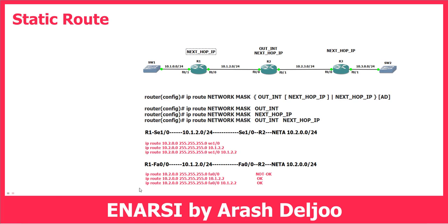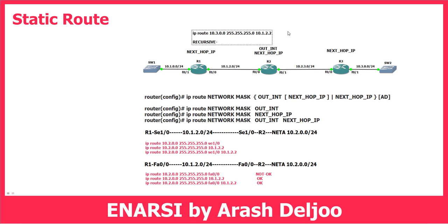Let me show you. For example, here in router 1, we are using the IP route command for the next hop of 10.3.0.0, 255.255.255.0, and then the next hop is 10.1.2.2. That is the IP address of FastEthernet 0/0 of router 2. You know that after this command we are experiencing one recursive lookup.